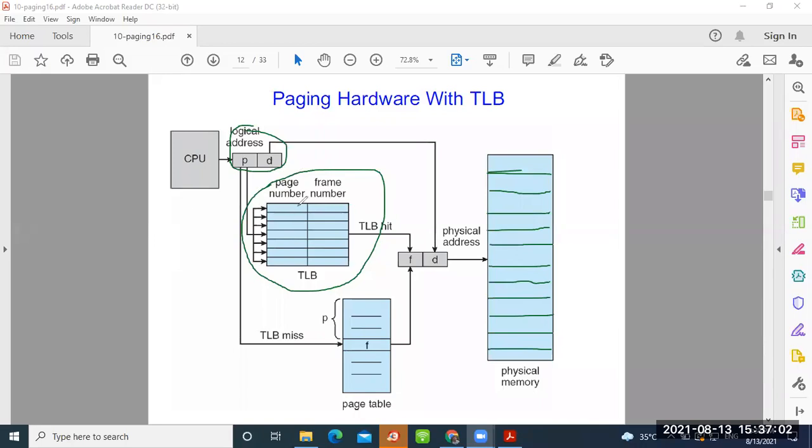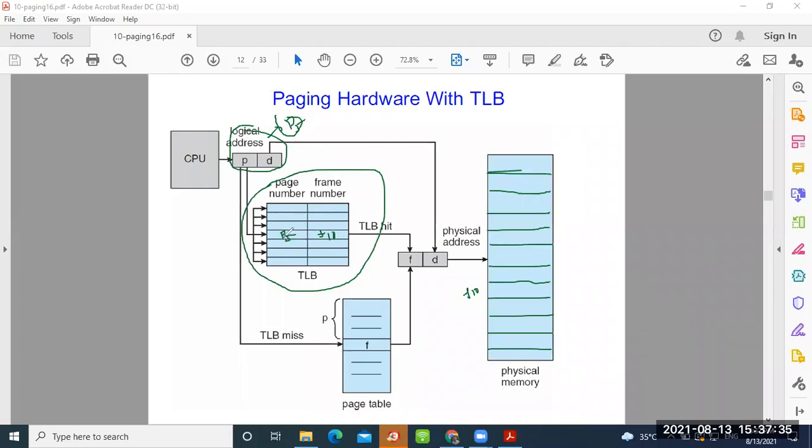If there is a TLB hit, that means the particular page is found. Suppose you requested for page number 5, and suppose page number 5 is here, and the frame is, suppose, 10. The requested page is 5, and the page is available in the TLB. That means there is a TLB hit.